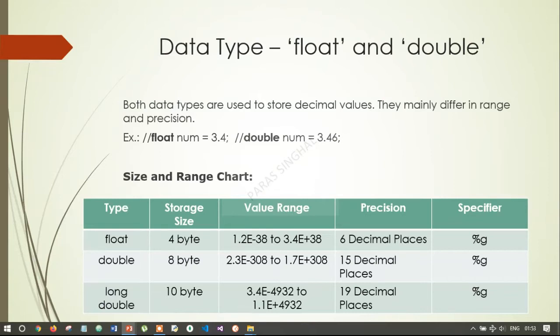You can see the float has a storage size of 4 bytes, has different value range and 6 decimal places of precision. Double has 8 bytes of storage size, has different value range and 15 decimal places of precision. Long double has 10 bytes storage size, has different value range and 19 decimal places of precision. Precision means the values after decimal. To save memory, we should always use float data types unless there is need of double. That means for basic programs, float data type is preferable.